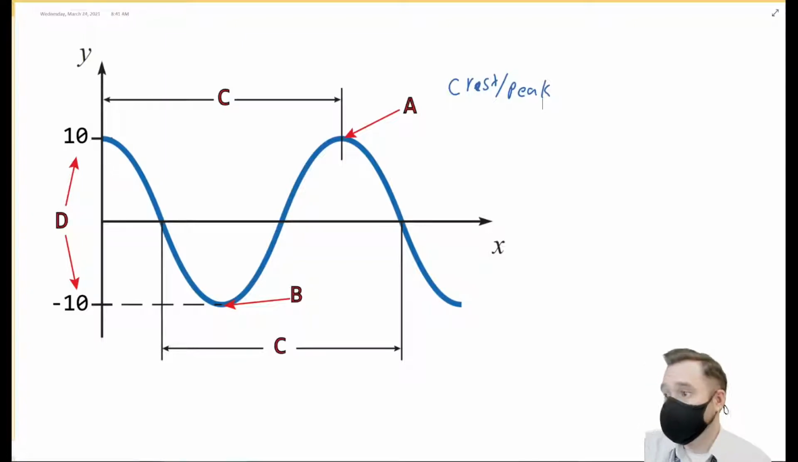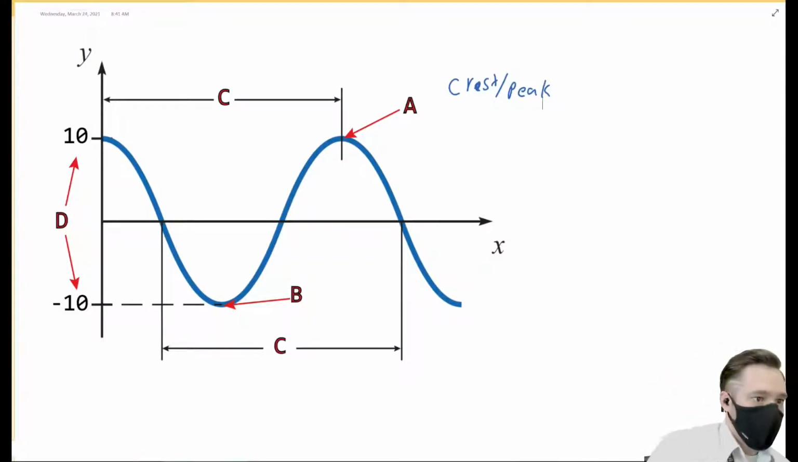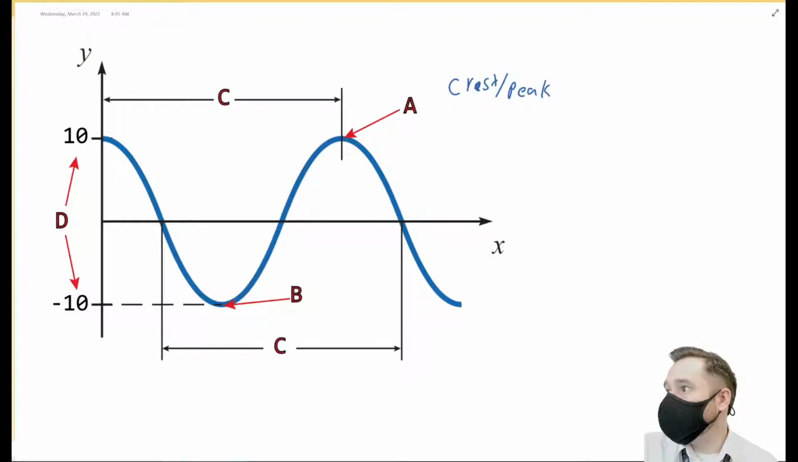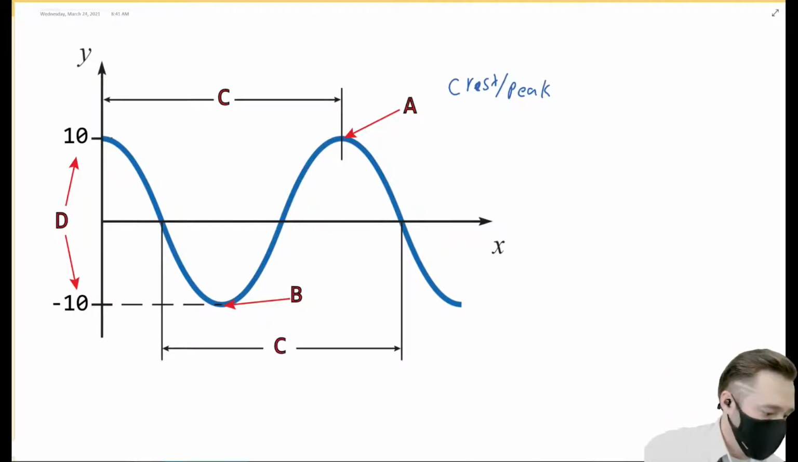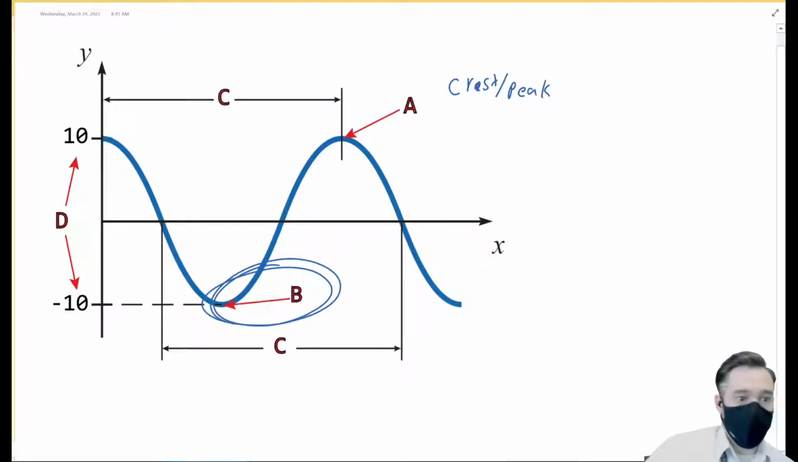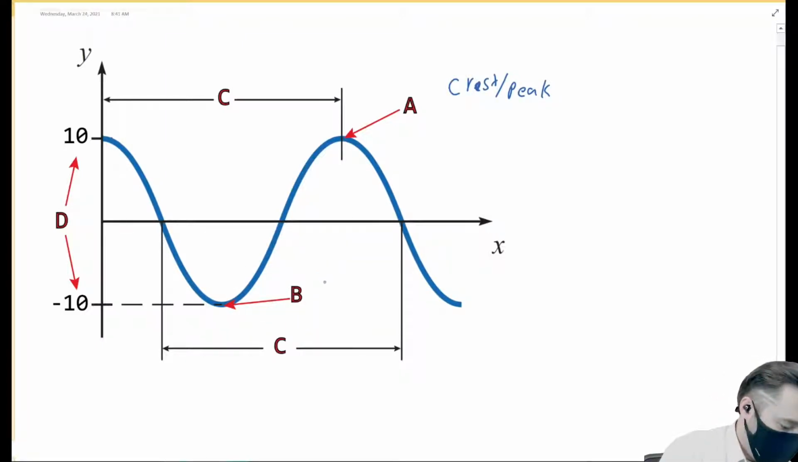Sweet. Okay. All right. So part A is going to be the crest or the peak. What is going to be down here at part B? Correct. That is going to be the trough.